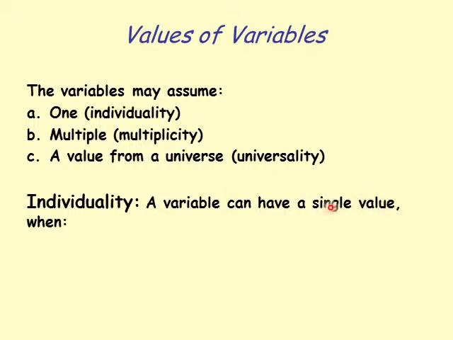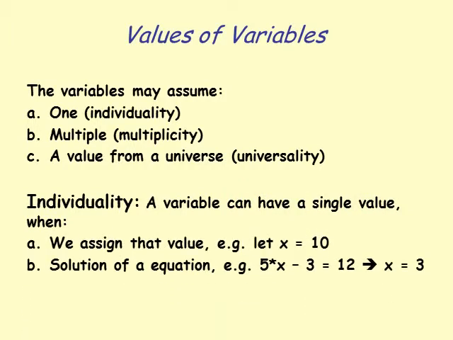Individuality: a variable can have a single value. When we assign that value, for example x equals 10, x has, from now on, in this current context, one value, which is 10. A solution of an equation can give you one value, like 5 times x minus 3 gives x is 3. A linear equation would get you one value of the variable.